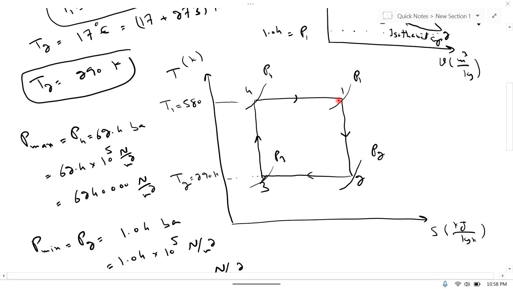This is this length multiplied by this length. This is the area of this whole figure on this TS diagram. So if we multiply S1 minus S4 and temperature T1 minus T2, this will be the area of this. Here temperature is T1, here temperature is T2. So this line is T1 minus T2, and this line is S1 minus S4.